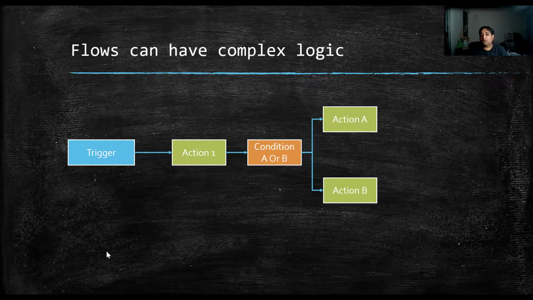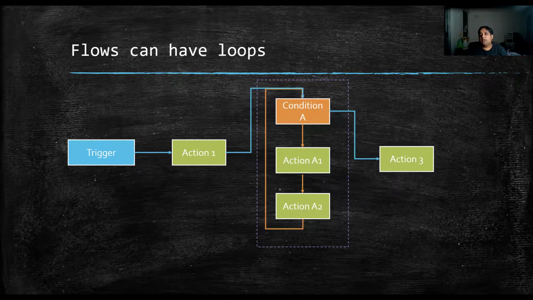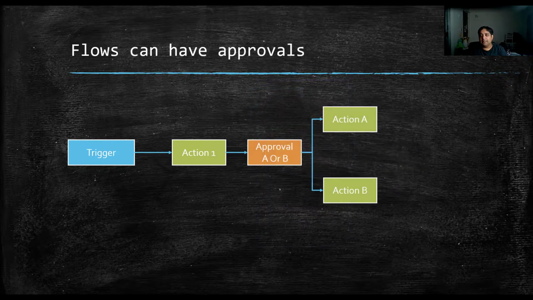Now, flows can also have very complex logic like conditions. So maybe you have a trigger, an action, and then based upon how a particular condition is satisfied, you might want to take an action A or an action B. Similarly, flows can also have loops. You might have a condition, and until that condition is satisfied, the logic goes into a loop and then goes into a particular action once the logic is completely satisfied.